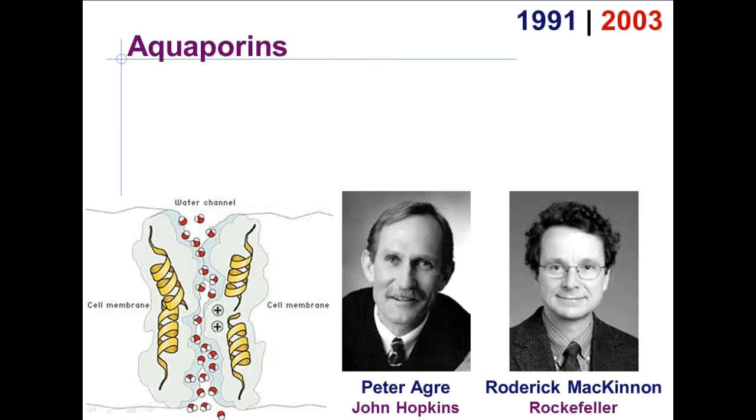Now, back to aquaporins. Write in your notes that it was in 2003 that aquaporins were actually proven to exist in the cell membrane, and that aquaporins allow the flow of water across the cell membrane. So remember, we said that water flows freely in between the membranes. It uses these aquaporins to do it.